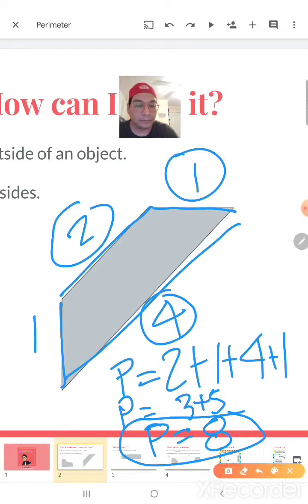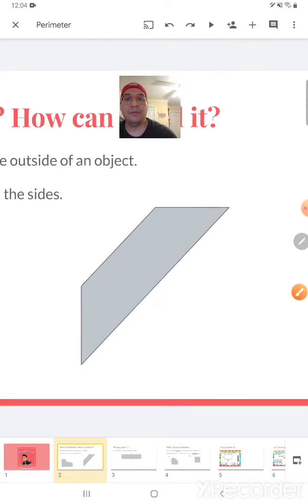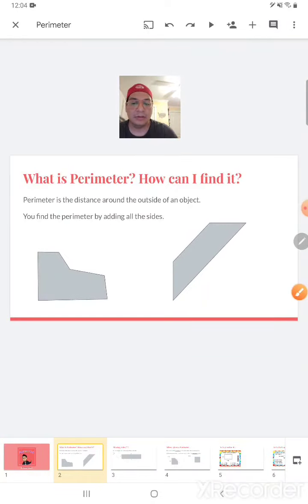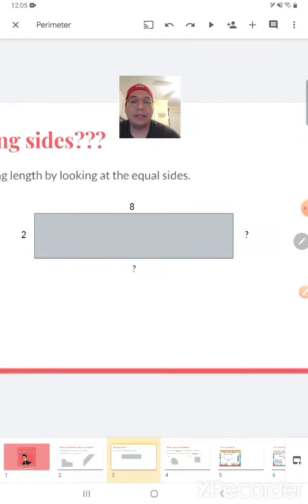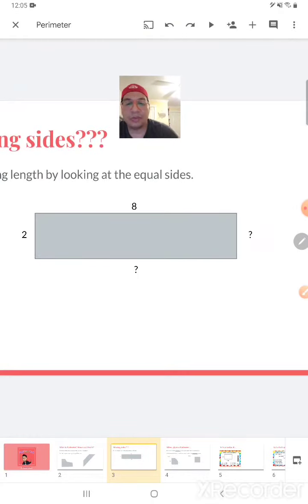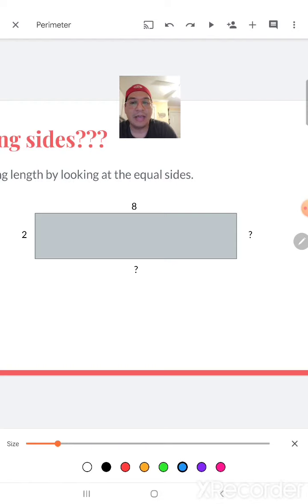Okay, clearing that out, we're giving you more information about perimeter. So here we have missing sides. Let's say that we have an object here that we don't have a side for. Find the missing length by looking at the equal sides. For example, we know that we have an object that has 4 sides. We know that a rectangle has opposite equal sides, right? That's something we already know. So we're going to label that now since we know what it is. Remember, opposite equal sides.